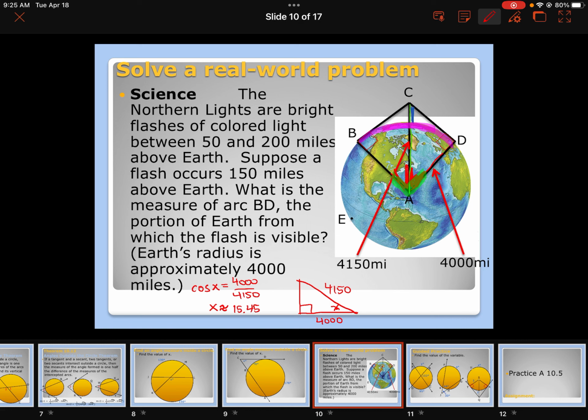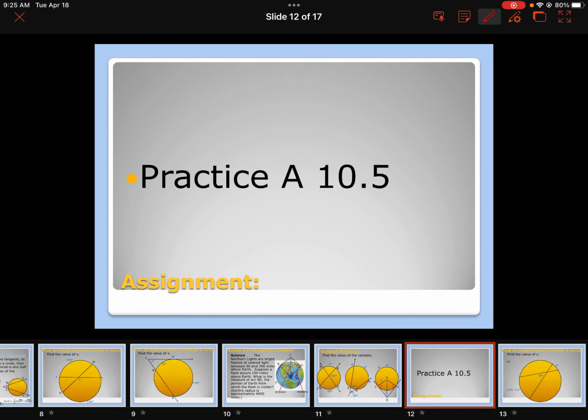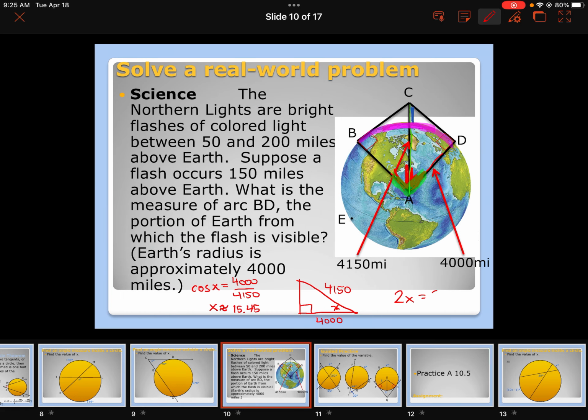This angle over here is going to be the same. So really, 2x is the measure of that central angle. So if you still have that exact answer in your calculator, multiply it by 2, and that answer that you see right there, that is the measure of the central angle. And remember, the central angle is the same as the measure of that arc right there, arc BD, and that's what you want. Okay, so that 2x is 30.90 degrees.